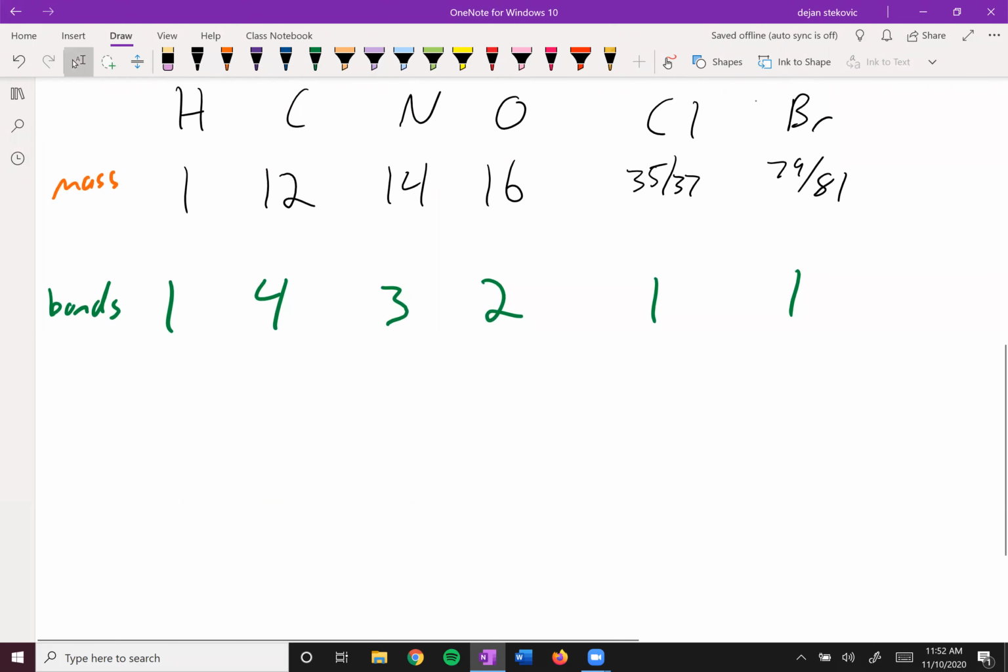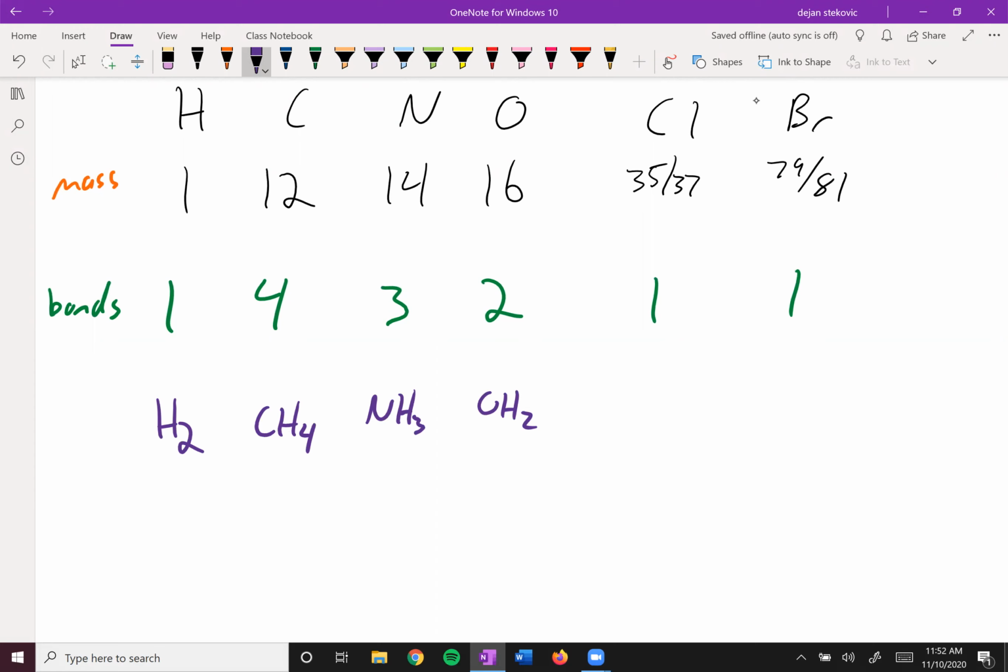And so then you can think about what kind of molecules it can make, right? So hydrogen can only make one bond. So it can either make an H2 or maybe like a CH. If you just put H's everywhere, you can extend it to the end. Carbon would make something like a CH4. Nitrogen would make an NH3. Oxygen would make an OH2. And then chlorine and bromine would each make HX.